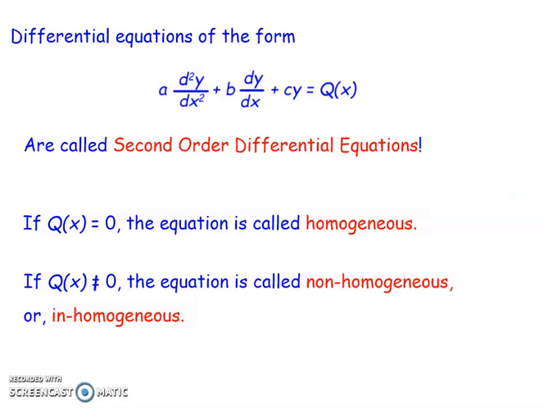Now we know second-order differential equations come in the form a d2y by dx squared plus b dy by dx plus cy equals q of x. So these are our second-order differential equations. Now if q of x is equal to 0, this is what's called homogeneous. If q of x does not equal 0 and it's got some functional form, this equation is then called non-homogeneous, or you see it sometimes written as inhomogeneous.